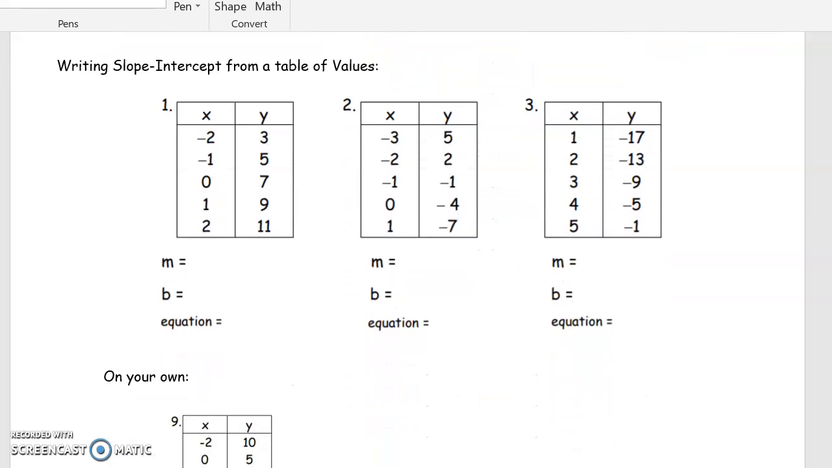Now we're going to move on to writing slope-intercept form from tables. This is the last part of today's lesson. I know it's kind of a long lesson, but this is the last part, I promise.